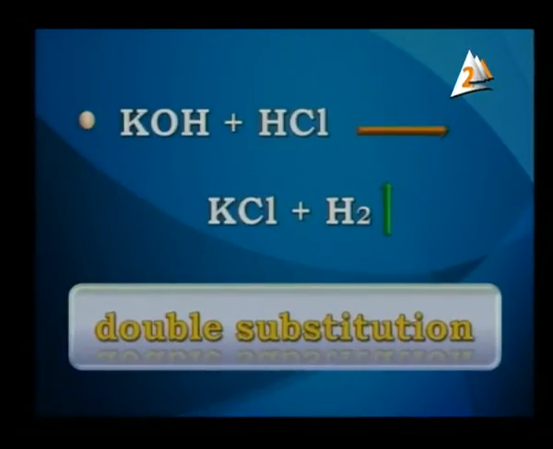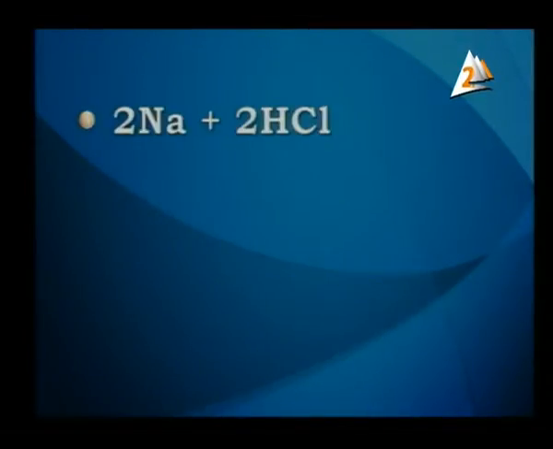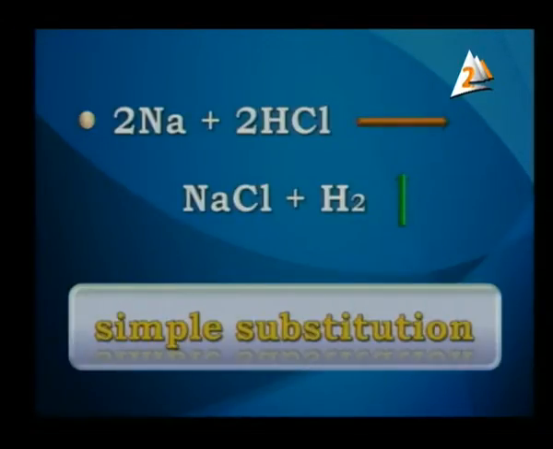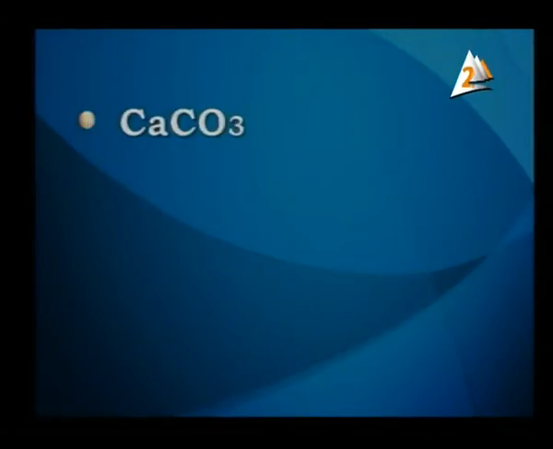Double substitution reaction means two compounds that form two new substances after substituting the ions of each other. Another one of these reactions, we have Na plus HCl, an element with a compound. This is very easy, it's a simple substitution reaction. Why? Because one atom of a strong element substitutes another weak element in its compound. Let's see another one.